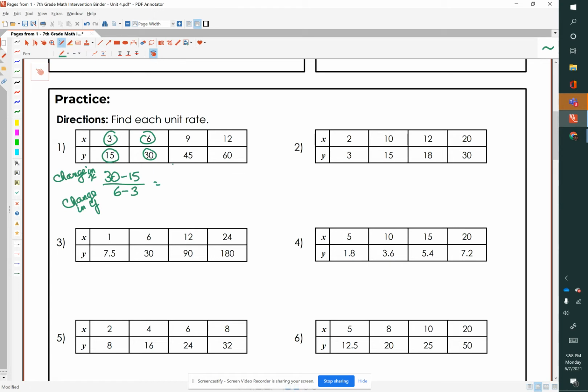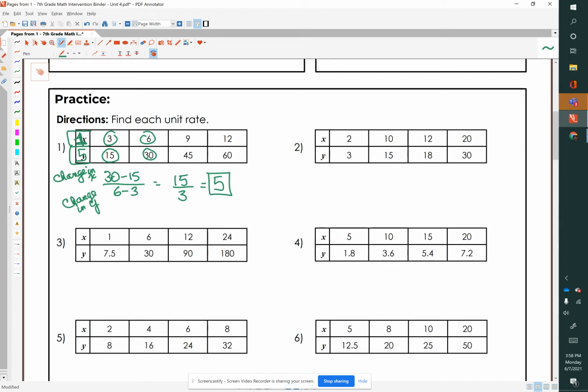And when we do that, 30 minus 15, excuse me, is 15. And 6 minus 3 is 3. I'm just simplifying, and 15 divided by 3 equals 5. So whatever this represents, if I were to extend this so that I had a 1 for x, then my y value would be 5, because the unit rate for whatever this item is 5.